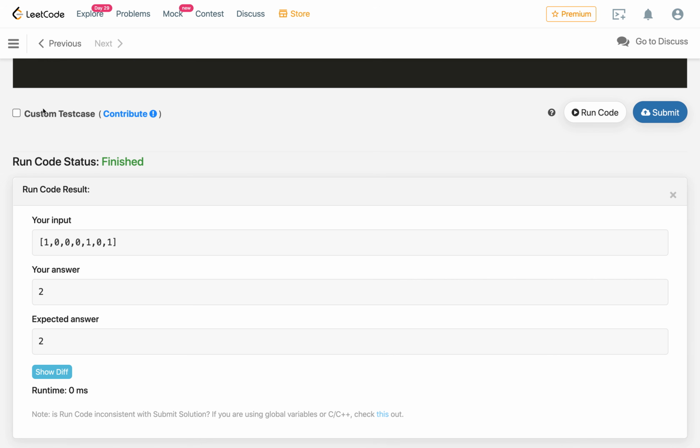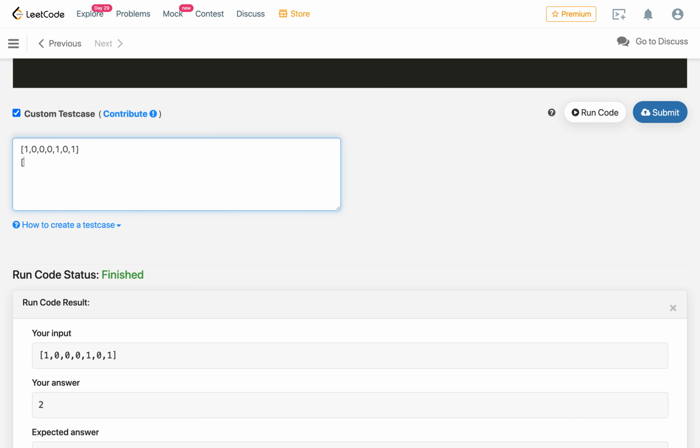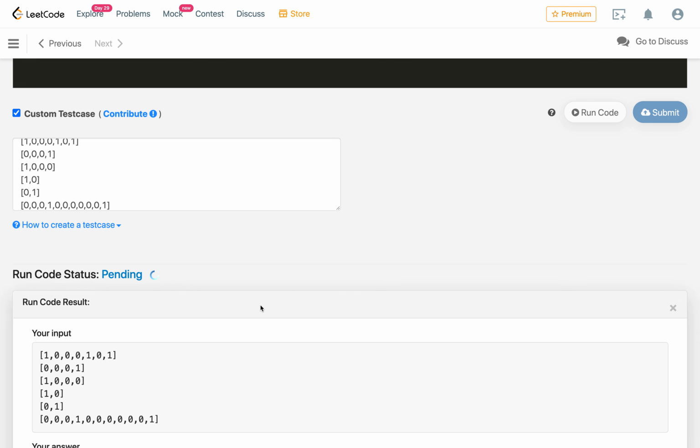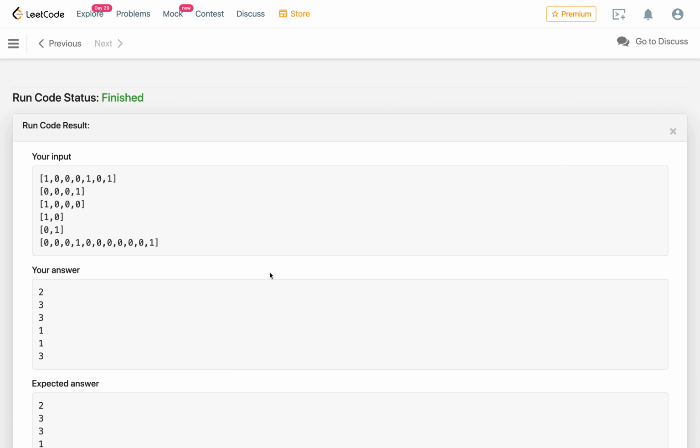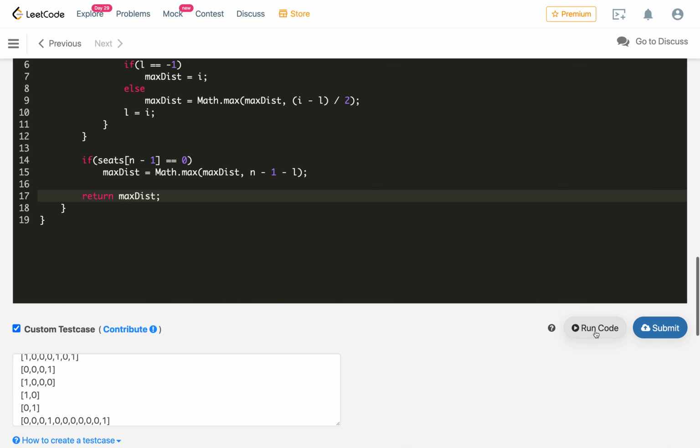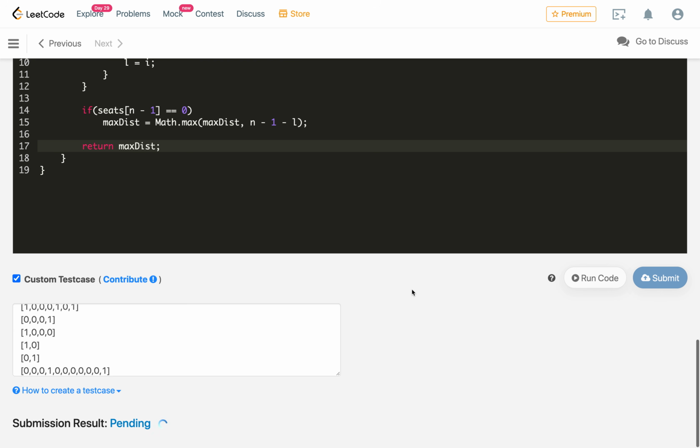It is working for the one test case. Let's try other custom test cases. As discussed, let's try all boundary cases: 0 0 0 0 0 0 1, then 1 0 0 0, then 1 0, then 0 1, and 0 0 0 1 0 0 0 0 0 0 1. I think that will cover most of the corners. Let's run this again. If all the tests are passing, we are confident enough to submit this solution and wait for the accept. So it got accepted.